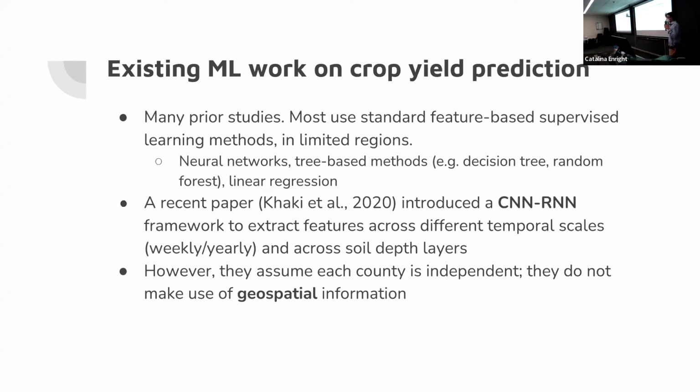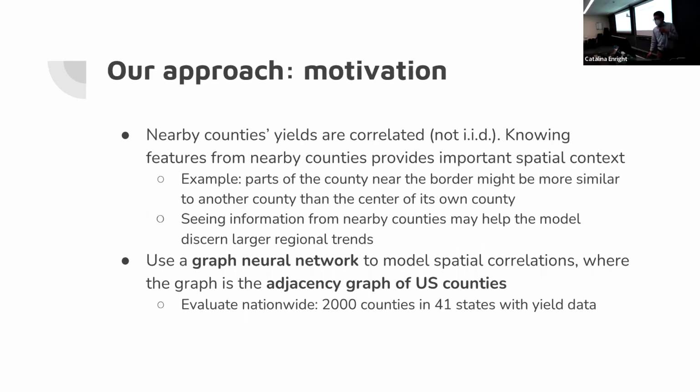There's a lot of work applying machine learning to this problem before. I won't go into this, but basically, a lot of this assumes that each county is independent and does not take advantage of geospatial correlations or just correlations between nearby counties. In fact, a lot of machine learning methods assume that each data point is completely independent of each other. But in here, nearby counties' yields are actually correlated. They're not independent or identically distributed.